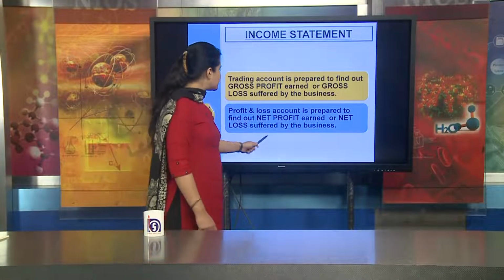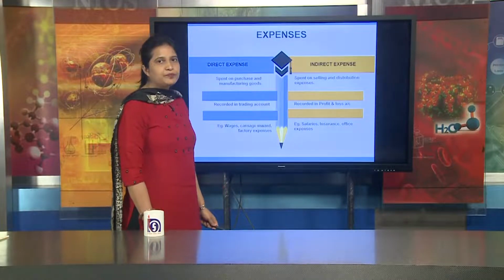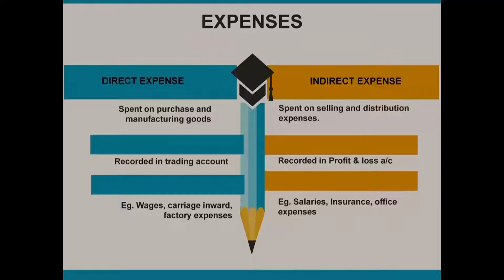Now let's move further and see how. First we need to understand what is a direct expense and what is an indirect expense, because all direct expenses are entered in the trading account, and all indirect expenses are entered in the profit and loss account. So what are direct expenses? These are spent on purchase and manufacturing of goods.